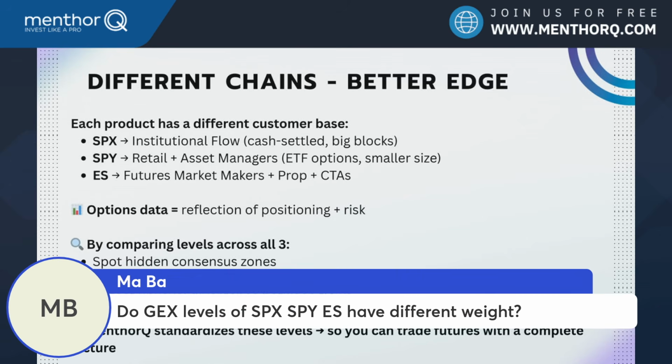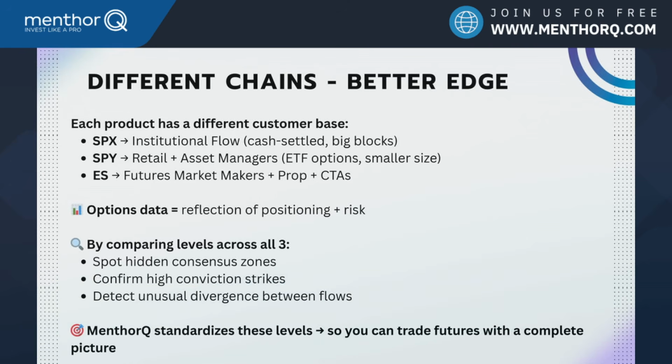We have a good question from Ma, which is very pertinent to what we are doing right now: do JAX levels for SPX, SPY, and ES have different weight? I think SPX is by far the asset with the largest option flow. So if you are trading ES, you definitely want to look at SPX because by volume it is the highest. Then you have SPY, which is also very high in volume, and then you have ES. So it is very important that you monitor those because they have different volume and different implications.